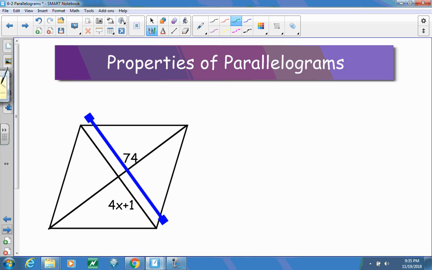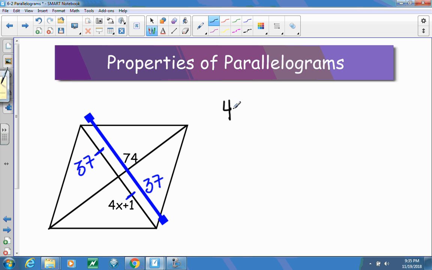Another example here is working with a diagonal. This is saying that this entire diagonal is 74, and if I know that diagonals bisect each other, that means this segment and this segment are going to be the same. If the whole segment is 74, then half of it would have to be 37, so the other half would have to be 37 as well.